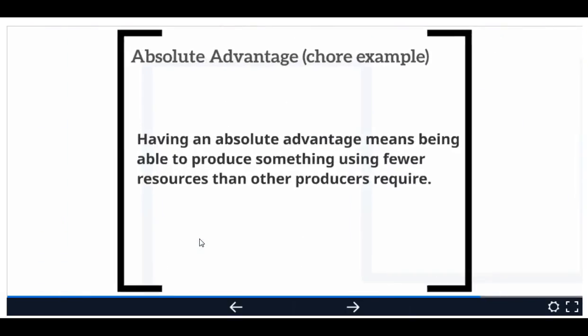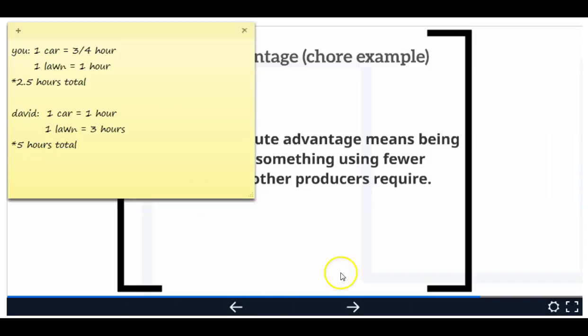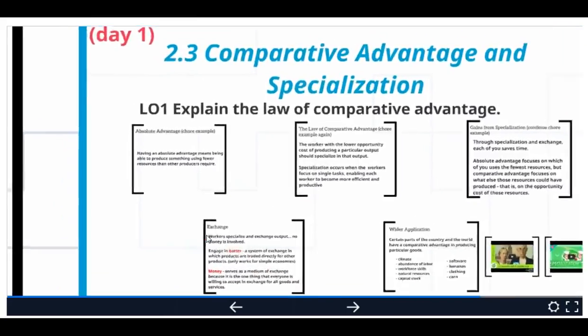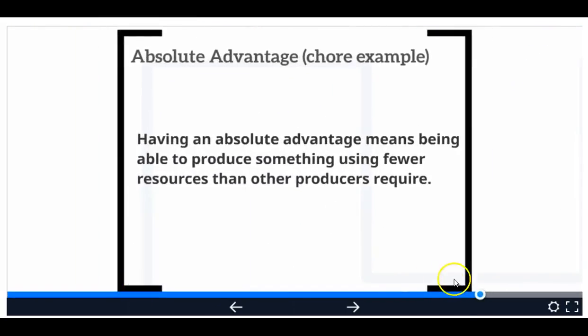Having an absolute advantage means being able to produce something using fewer resources than other producers require. If you look at you and David, you have absolute advantage when it comes to your chores. If you do your chores and he does his chores, you're going to be chilling by the pool for 2.5 hours while he is still pushing that lawnmower. I don't know why that keeps moving over. I'm sorry.